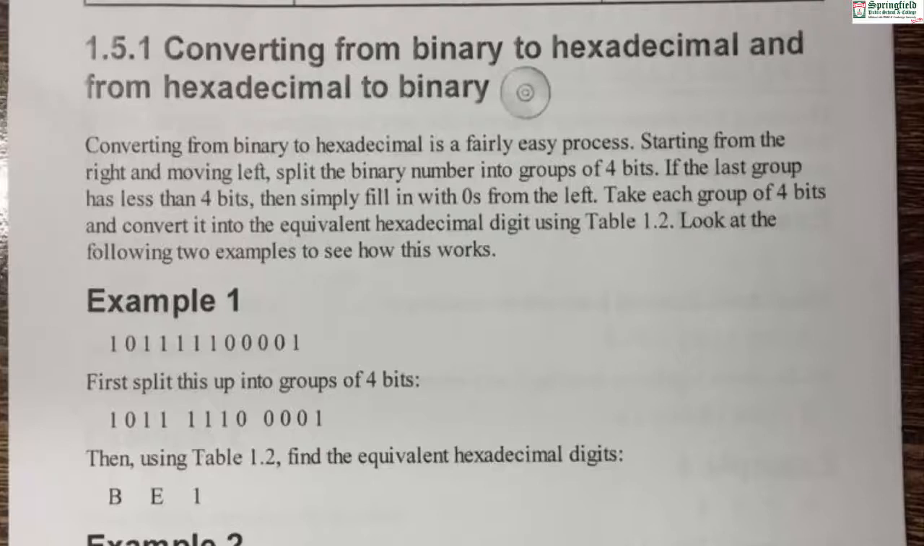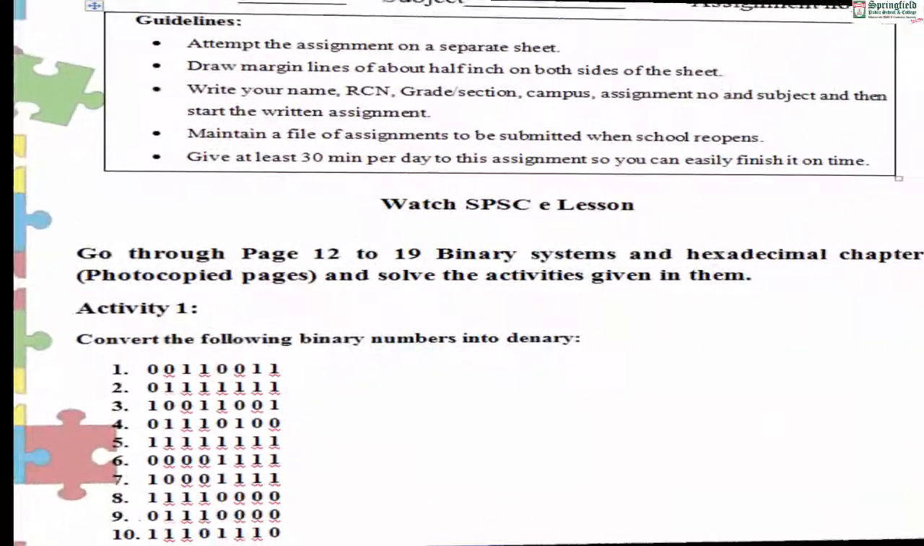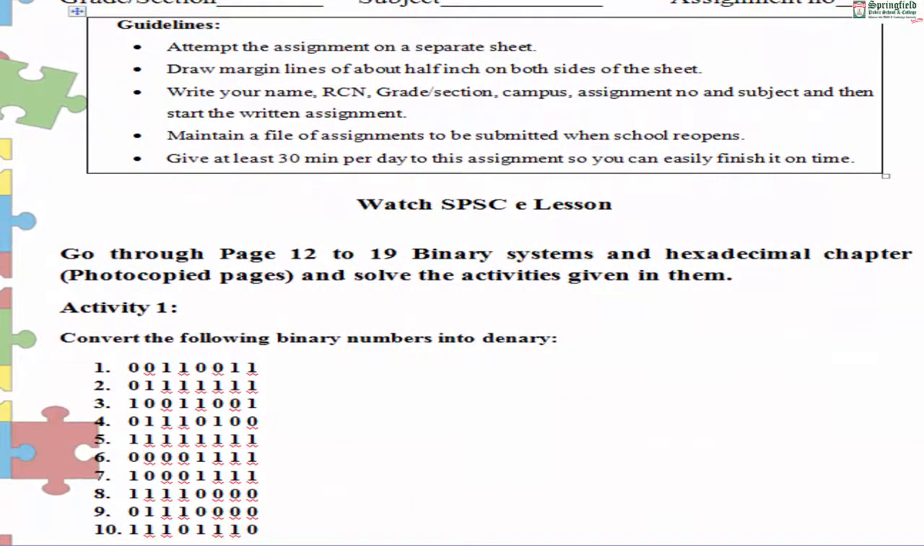Okay. So now there are different examples and some activities are also there. You need to convert the following binary numbers into hexadecimal numbers. With the help of these videos, I hope that it will be easy for you to solve all the activities which are mentioned in your assignment task. For that, you need to go from page 12 to 19 and you have to do this activity which is given in your lab task. Convert the following binary numbers into denary numbers.